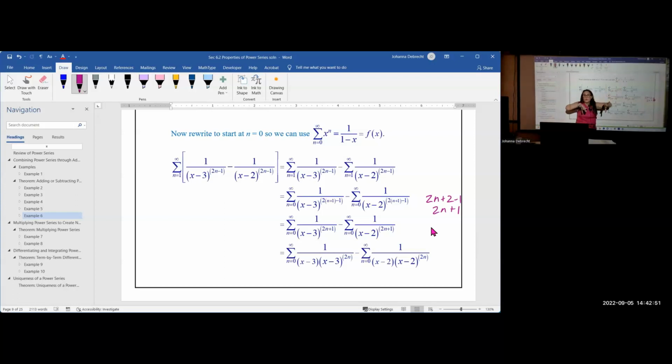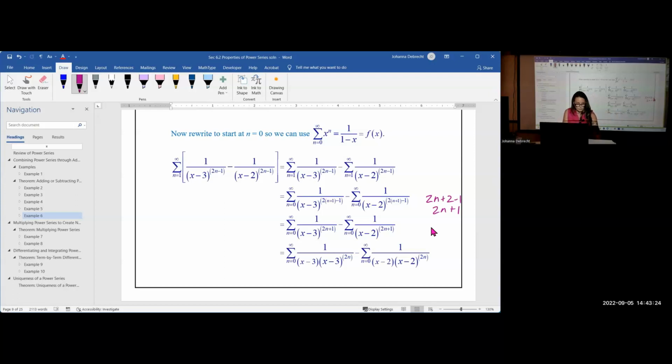Which means I need one thing dependent on x to the nth power. And I've got the 2n plus 1 power. I can deal with the 2 by separating the 2 and the n, but I've got to deal with this plus 1. So I remove the plus 1 by writing it as x minus 3 times the quantity x minus 3 to the 2n, and doing the same thing for this expression here. So that changes the power from 2n plus 1 to 2n.